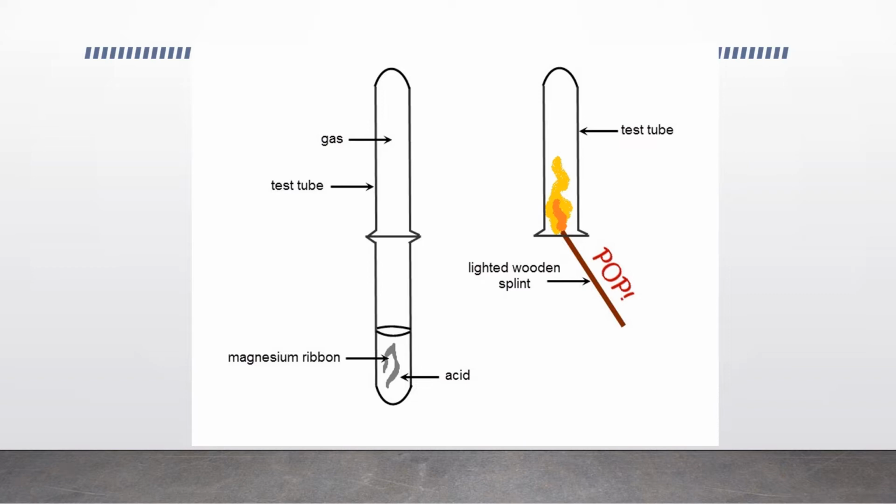To test for hydrogen gas, we do the pop test, and for the pop test we use a lighted splint and we ignite the hydrogen gas, which will form water vapour. The biggest ever example of this was the Hindenburg tragedy.